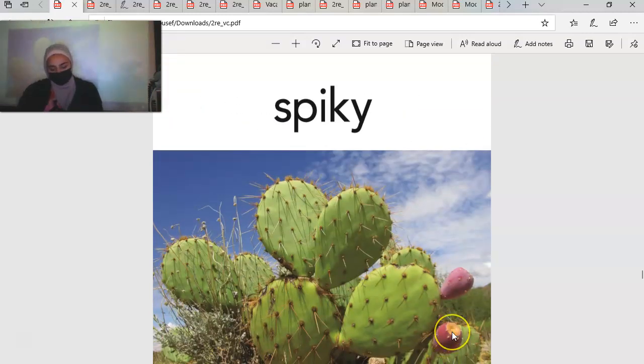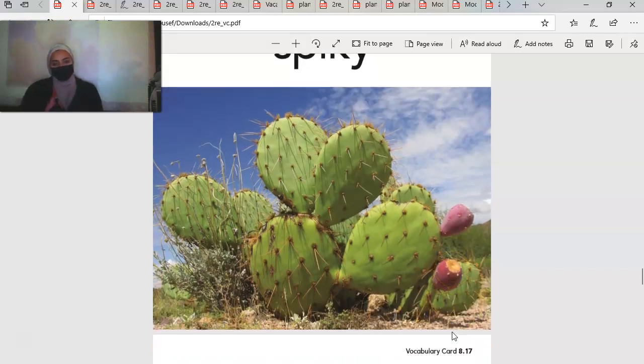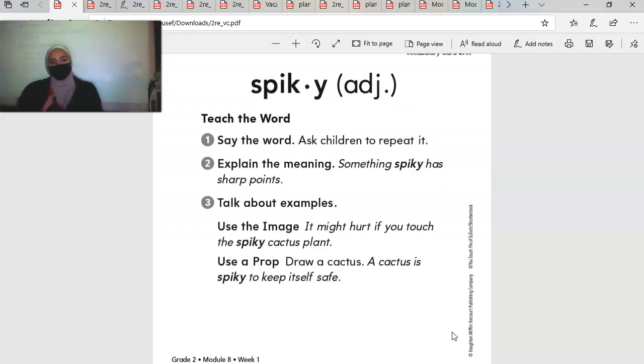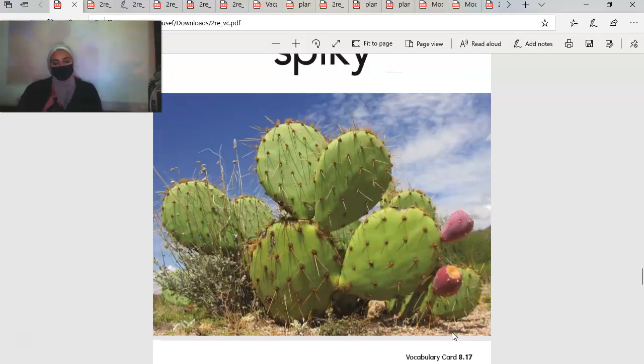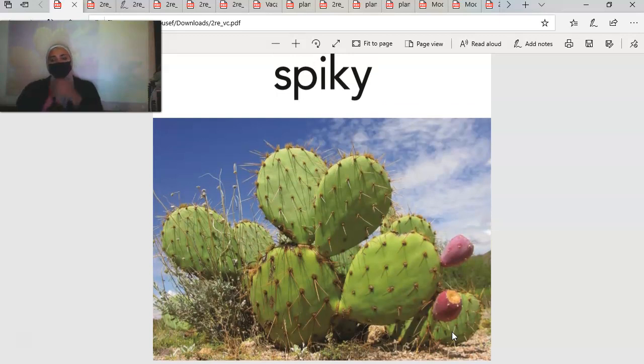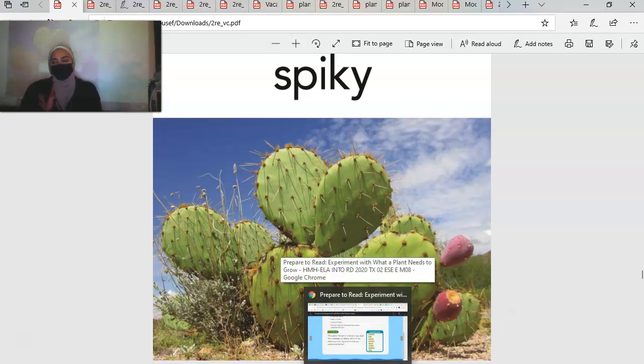All right, I think that was, oh no, this is the last one, spiky. This cactus is spiky. Something spiky has sharp points. It might hurt if you touch a spiky cactus plant because it has sharp points, right? What else is spiky? Who can tell me something else that's spiky? Amariah? Needles are spiky. Very good. Haney? Nails are spiky. Rena?